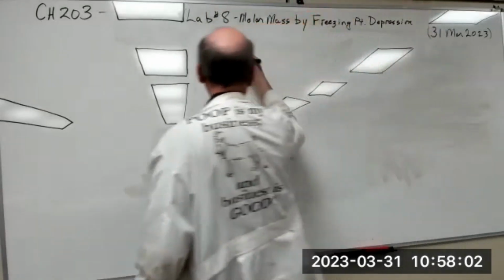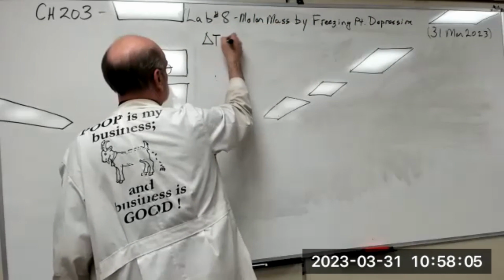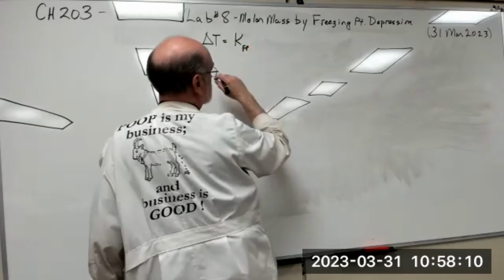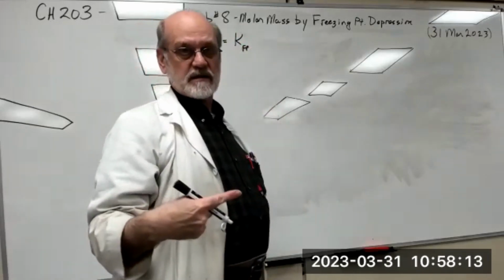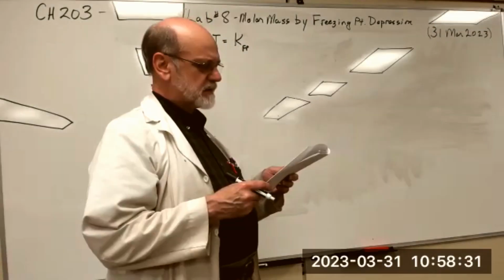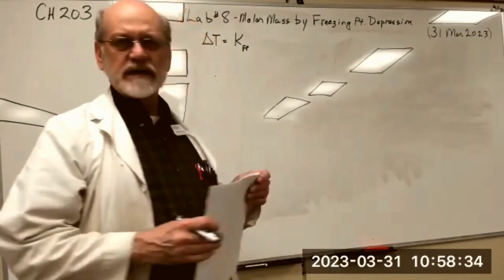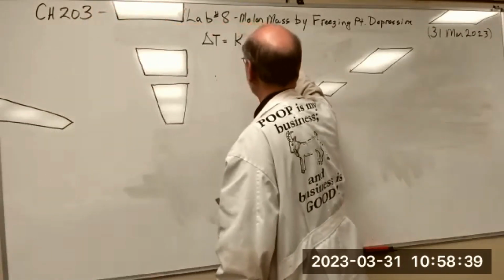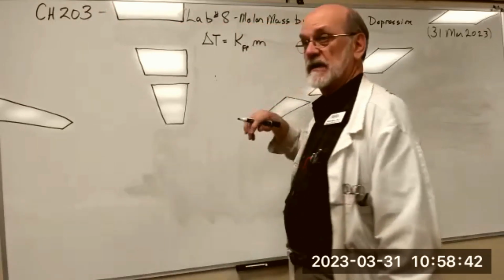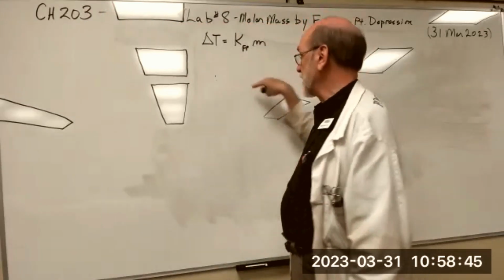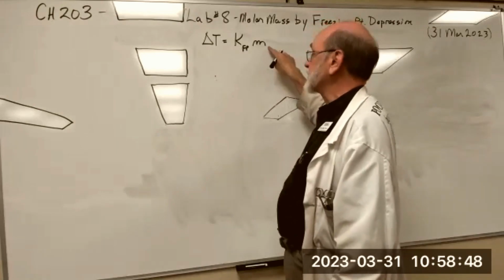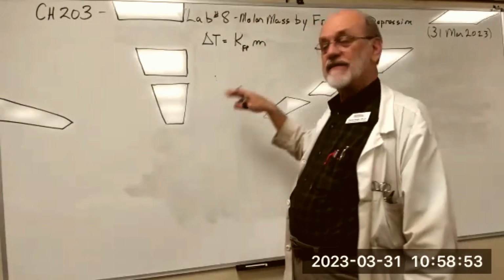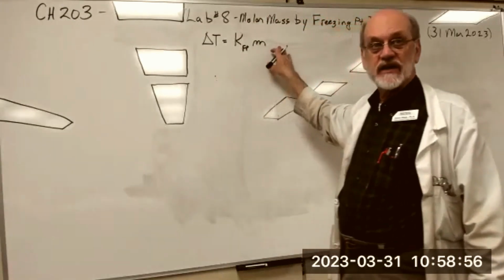So the colligative property is based upon this: the change in temperature is equal to the freezing point depression constant for the solvent. In this case, the solvent is lauric acid. It's a fatty acid, lauric acid. Times the molality of the benzoic acid in the lauric acid. And since they don't break up into individual ions, the i value is 1. So we don't even have to put the i value in here.